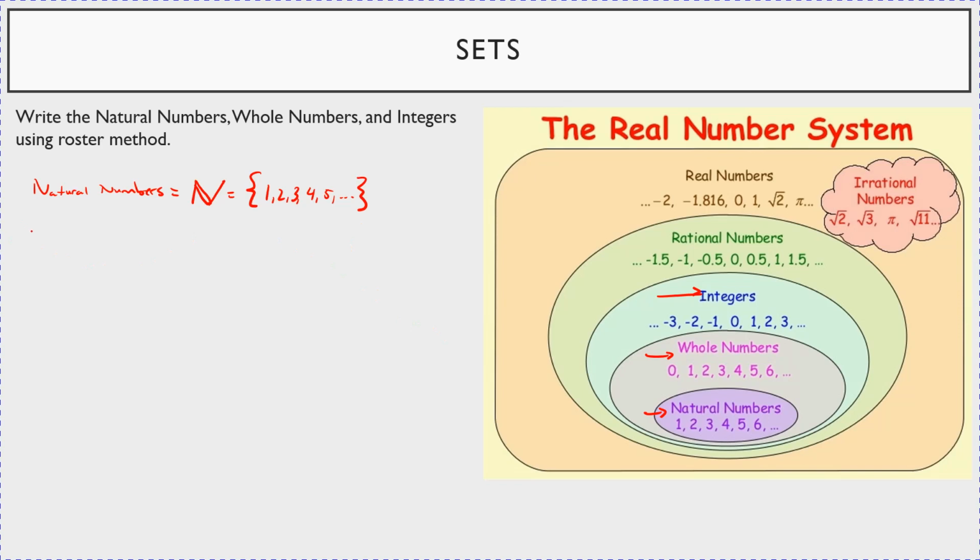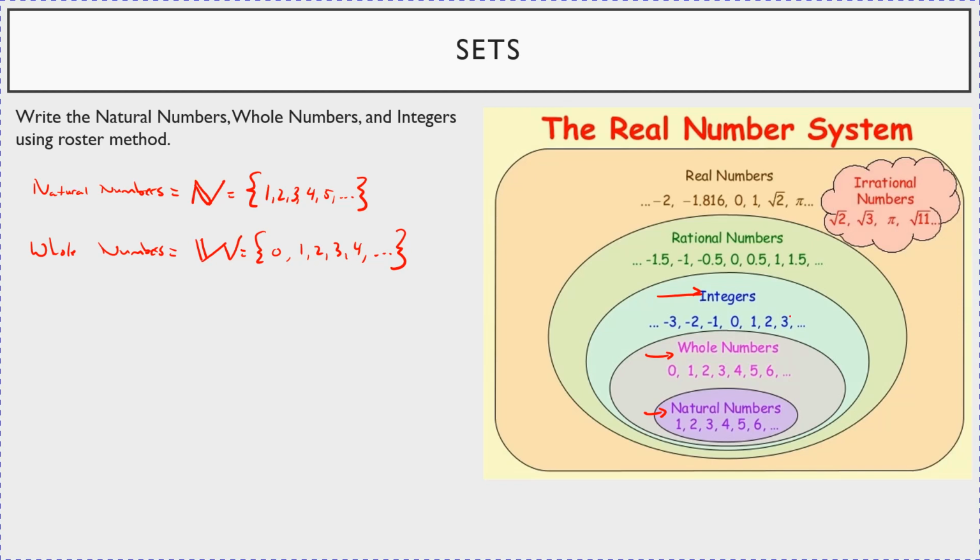The whole numbers, all right, they get a special looking W, and they start at 0 and then go 1, 2, 3, 4. And then I'm going to have the 3 dots to tell me the pattern continues on forever.